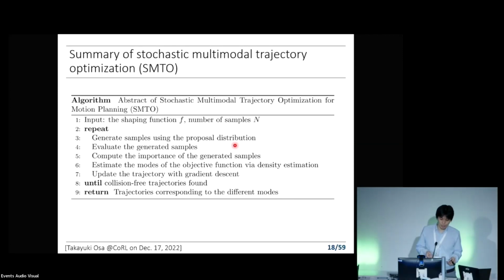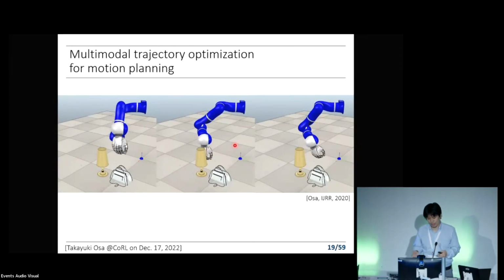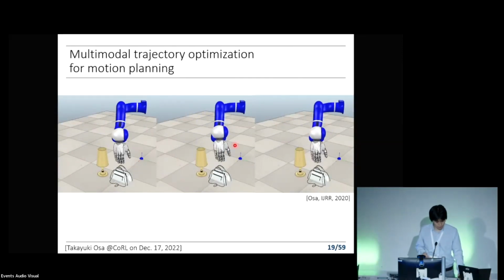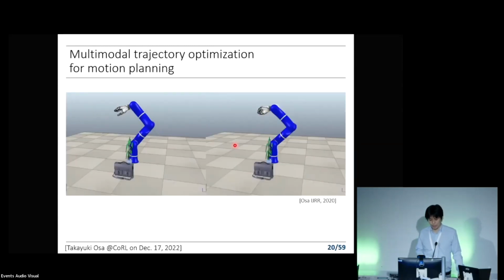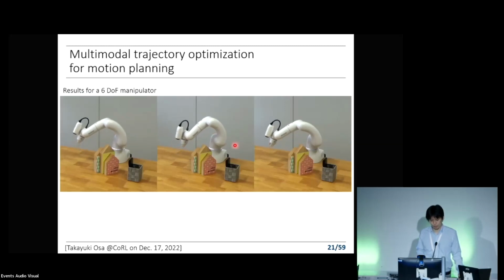Okay, here is a summary of our algorithm. I call this algorithm SMTO. First we generate samples from the proposal distribution, and we evaluate the costs, and then we do the density estimation using the importance weight. If necessary, we fine-tune the trajectory using CHOMP. Here is a result of discovering multiple solutions, and we could find 3 solutions here. This is another example, and we can find a different way to approach the object. The video I showed in the beginning is actually one of the results of our method.